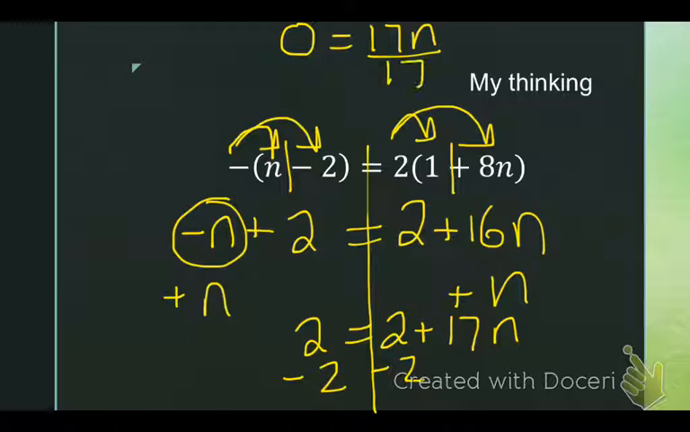Divide by 17. n equals 0. Okay, that's possible, right? 0 is a number. So when n equals 0, that is okay.